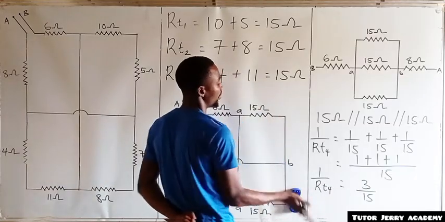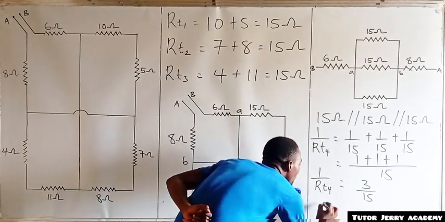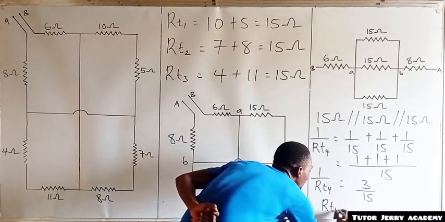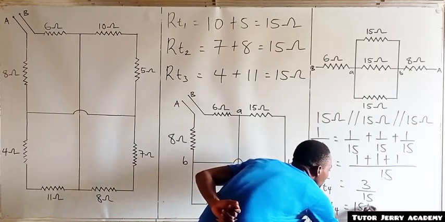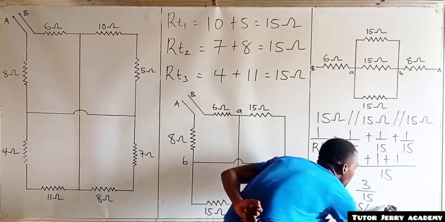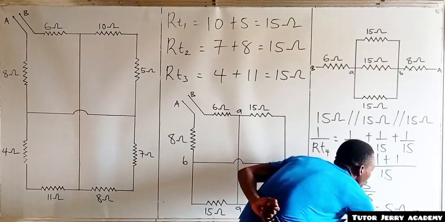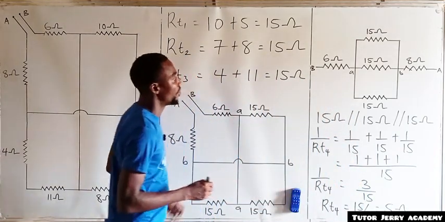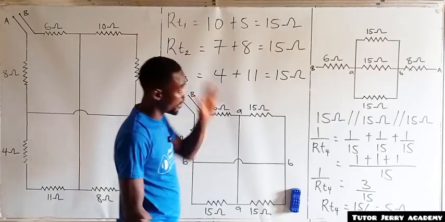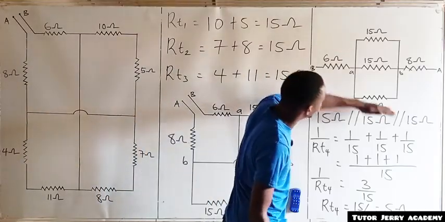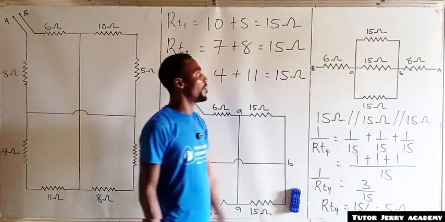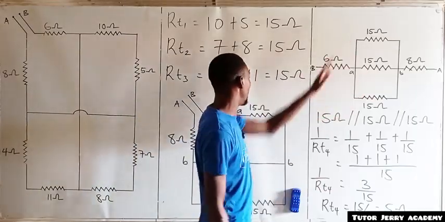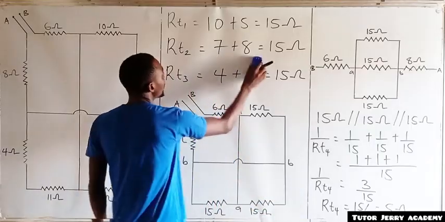RT4. All right. So if we take the inverse of both sides, it means that RT4 will be equal to 15 over 3, which is equal to what? 5 ohms. All right, so 5 ohms. So it means that the 3 combination of this is giving us 5 ohms. So we are going to be redrawing the circuit.